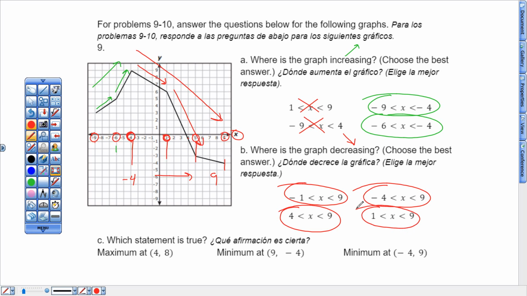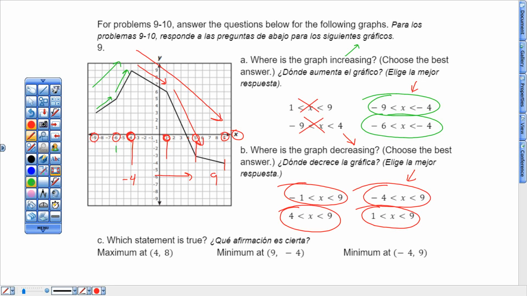So best answer, I would say the one from -4 all the way to 9, the one that describes it all the way. And the top one from -9 to 4. But I'm thinking for the exam, they want you to choose all the correct answers. All right, so here we go.